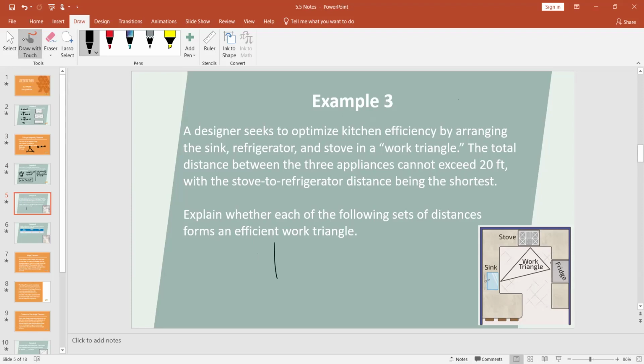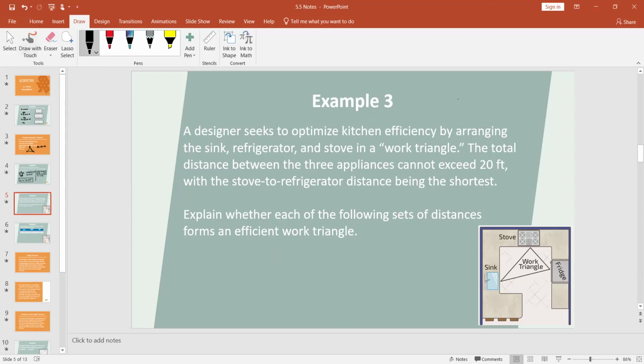So in this example, a designer seeks to optimize kitchen efficiency by arranging the sink, refrigerator, and stove in a work triangle. The total distance between the three appliances cannot exceed 20 feet, with the stove to refrigerator distance being the shortest. Explain whether each of the following sets of distances forms an efficient work triangle.